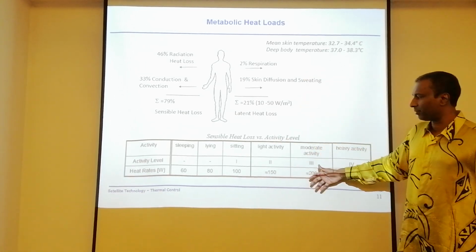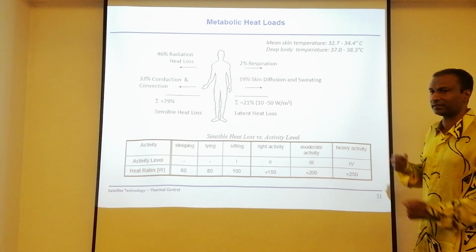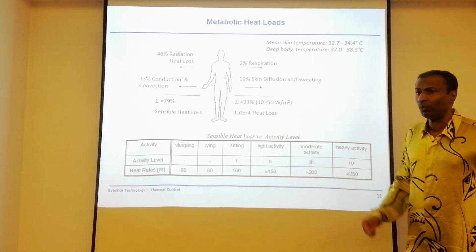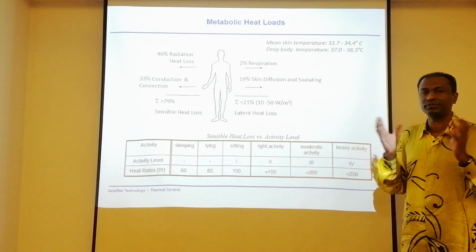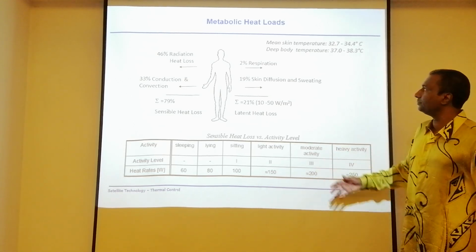So let's say you have about four astronauts doing very heavy activity like cycling. You have almost 1,000 watts emitted to your environment. So you have to manage it. Who's going to manage it? The thermal control system will manage it.